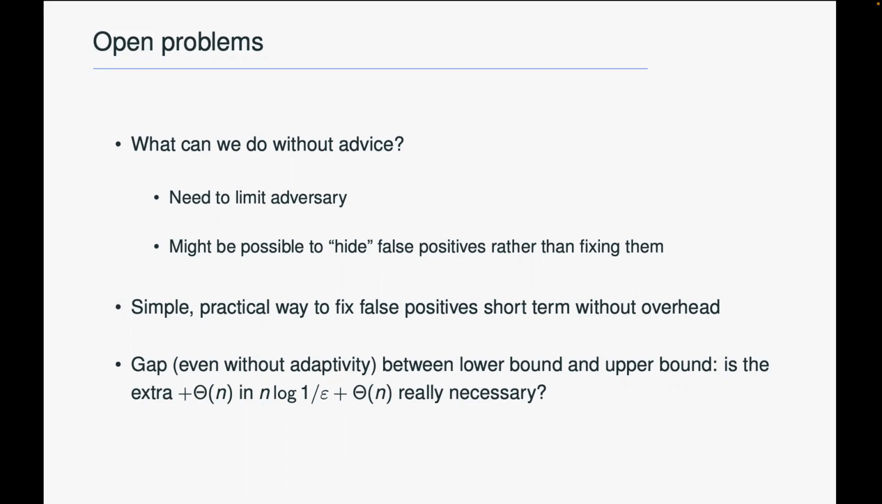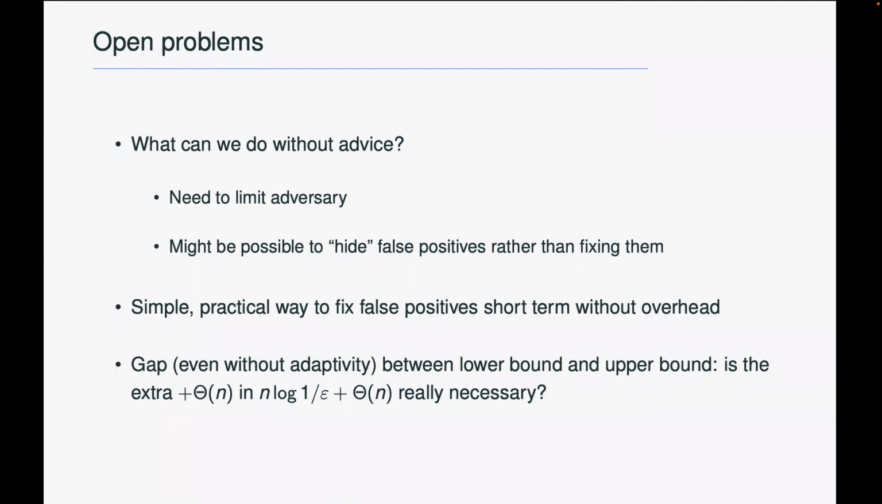So really the question here is, is there a notion of limiting the adversary where they're nothing like adaptive, but they still sort of encompass what you would see in some sort of reasonable application? Or we can do something like hiding false positives. You can't really fix a false positive if you don't get advice, but can you do something like hide false positives from an adversary without actually fixing them?